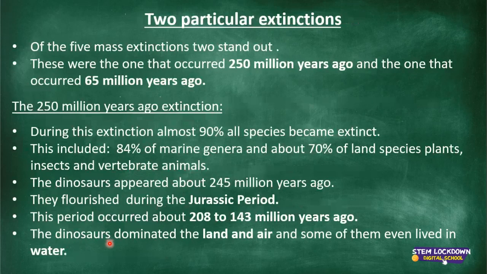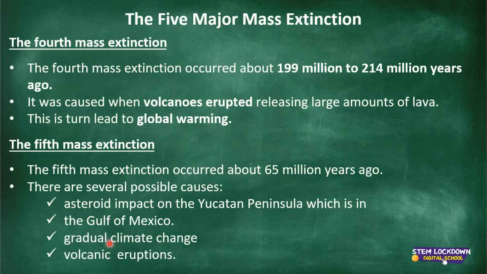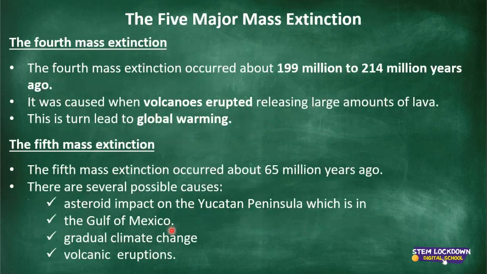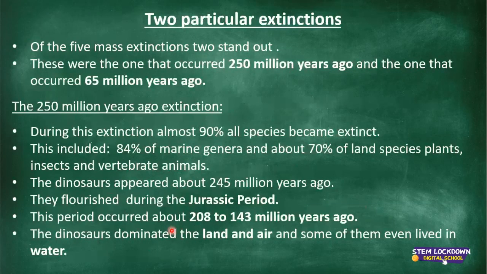But from the five, two particular extinctions stand out. These were the ones that occurred 250 million years ago and the one that occurred 65 million years ago. So if you can remember, let us just go back, 2 slides back. We said 250 million years ago is the third mass extinction, and scientists were not sure what caused it. And the other one was the fifth one, which had several possible causes. So scientists were not sure of what caused this. They had theories that they had to prove.